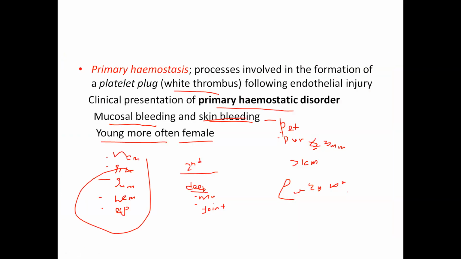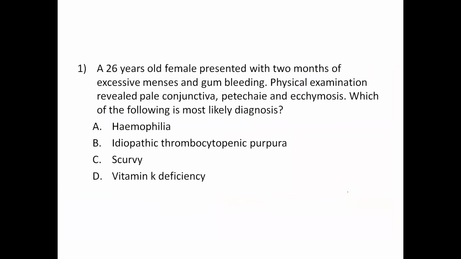So let's go to our question. From our discussion, this patient definitely has a primary hemostatic disorder. From the choices listed, which of these entities is a primary hemostatic disorder? Is hemophilia a primary hemostatic disorder? No. Hemophilia is a secondary hemostatic disorder.